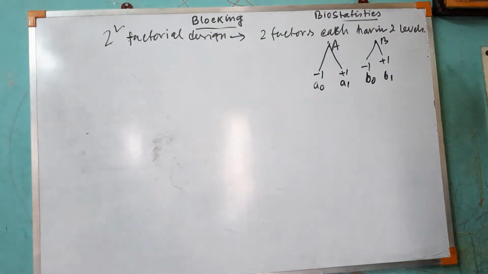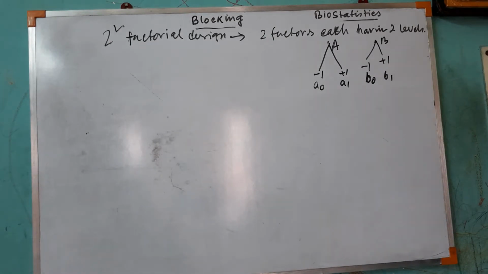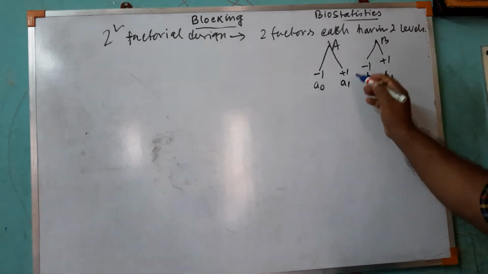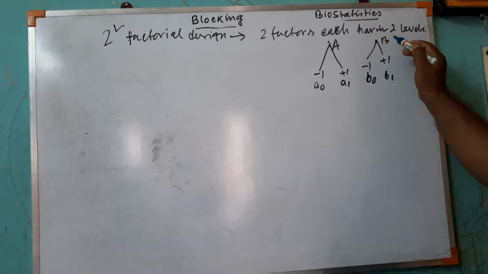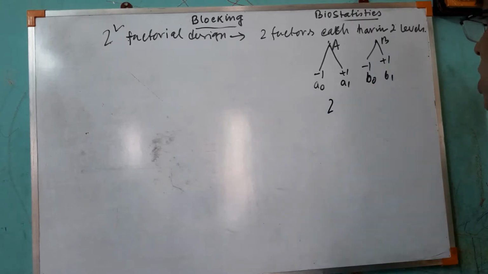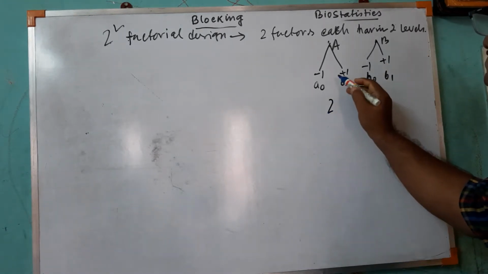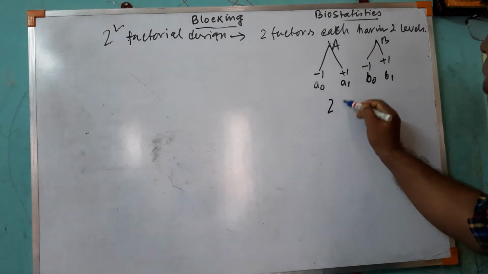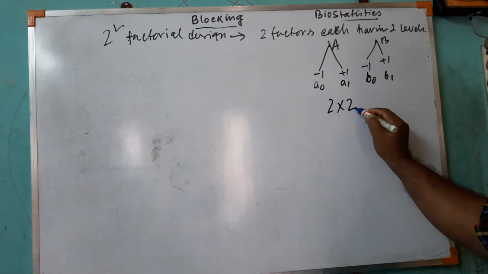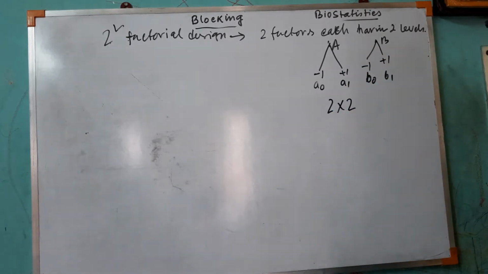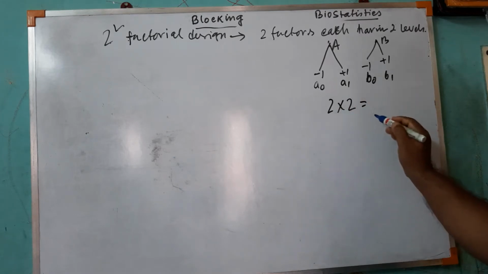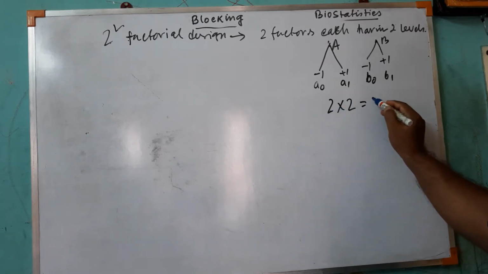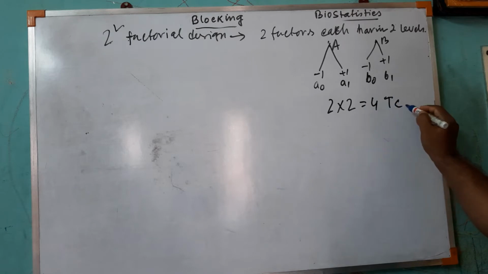Be careful, 2 square factorial design. Okay. So now, how many treatment combinations? Because there are two factors each having two levels, that is, factor A having two levels and factor B having two levels, you have to multiply these two levels. That means 2 into 2, there are 4 treatment combinations, TC.